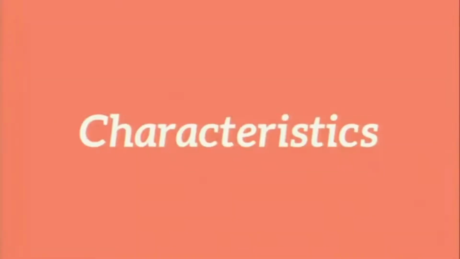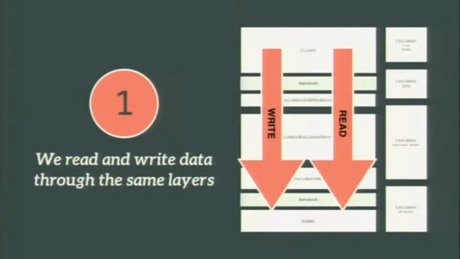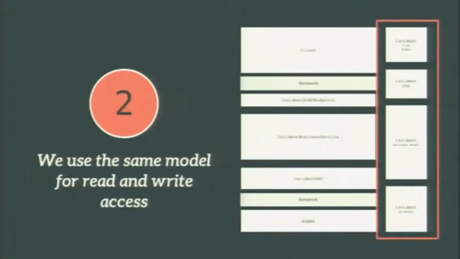And the characteristics of this kind of architecture might seem, I would say, extremely obvious at first glance. So the first characteristic is we read and write data through the same stack of architectural elements. So we read and write basically through the same layers, like we go through the business service down to the data access logic, the repositories, and whatnot. And the same is happening for the write part there.